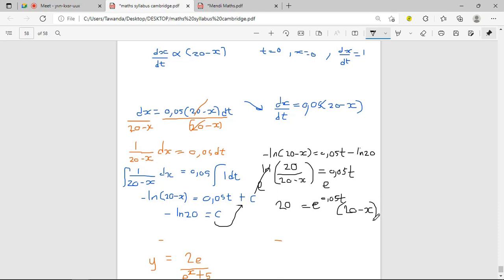And I'm saying I want to make my x the subject. So let me remove everything that is multiplying with x. What if I divide each term by this exponential? So I'm going to have 20 over e to the power of 0.05 t is equal to, I will have 20 minus x here, right? Yes.